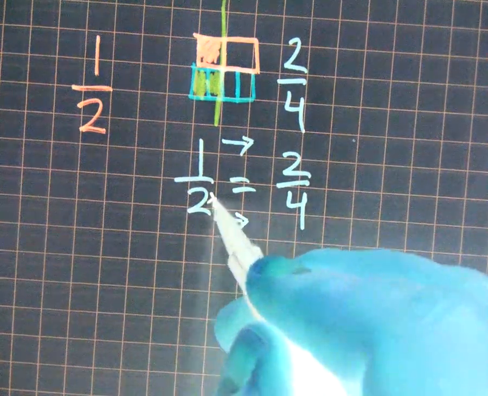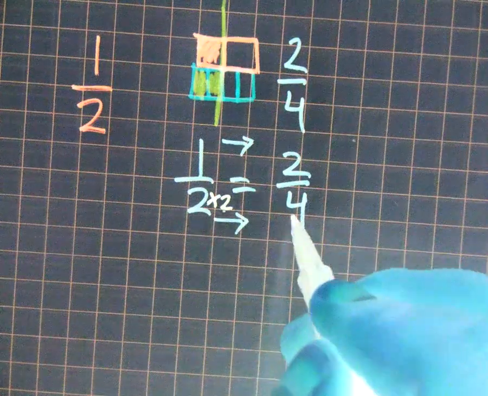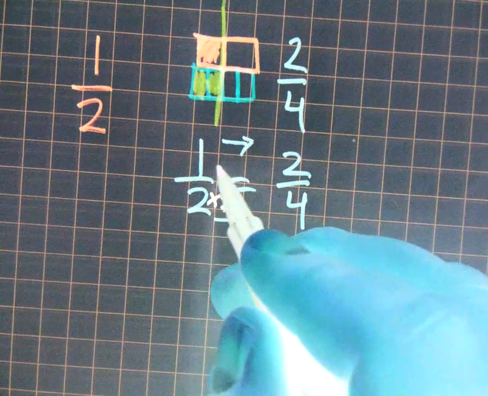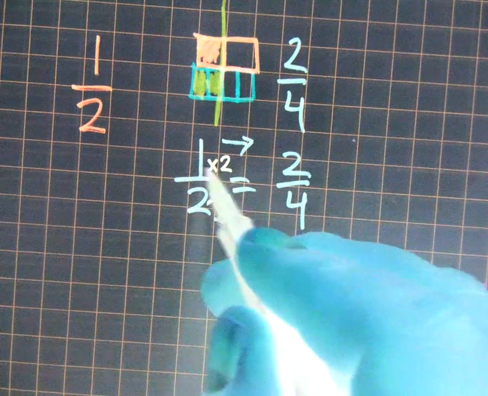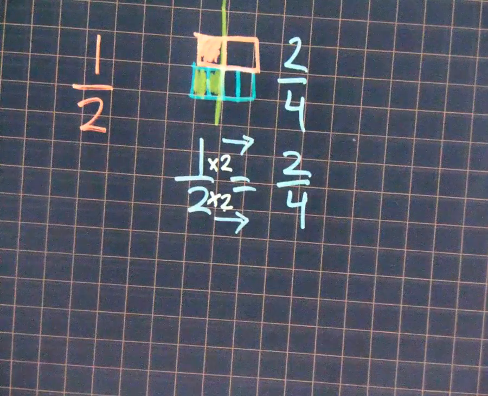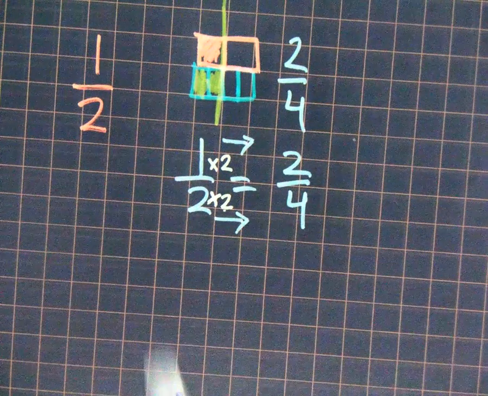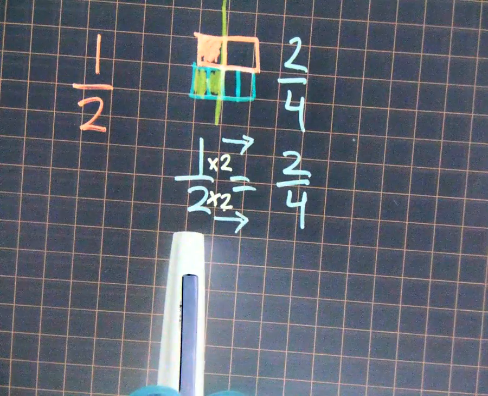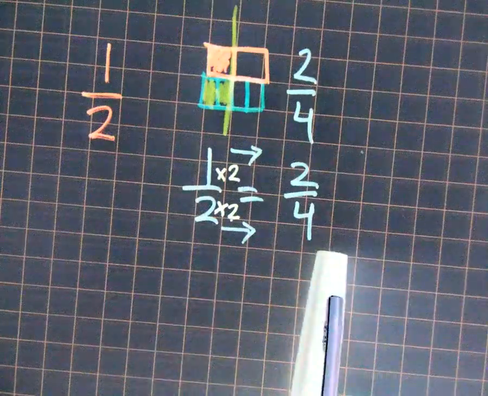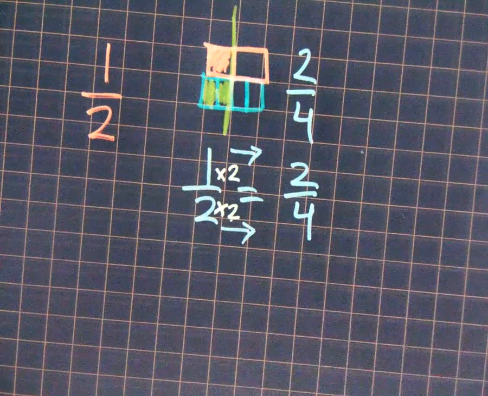So how did I get there? Well, I used multiplication, right? 2 times 2 is 4. Whatever I do to the bottom, I have to do as well to the top. So 1 times 2 is 2, 2 times 2 is 4. So I just made an equivalent fraction. I made it bigger. I made an equivalent fraction that had 2 pieces, 1/2, and I turned it into an equivalent fraction that has 4 pieces, 2/4.